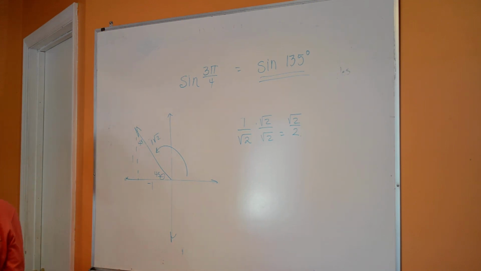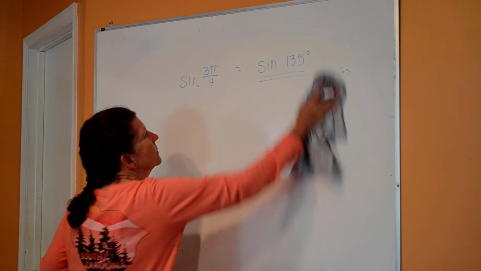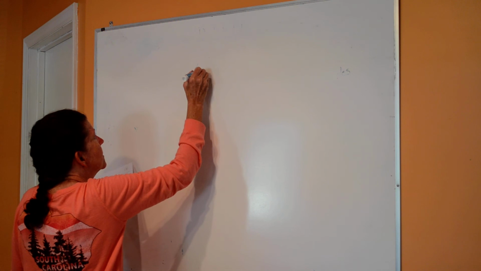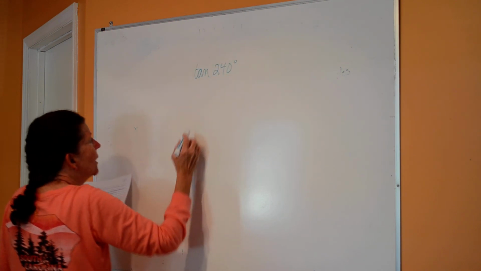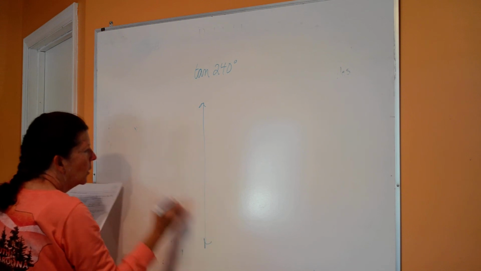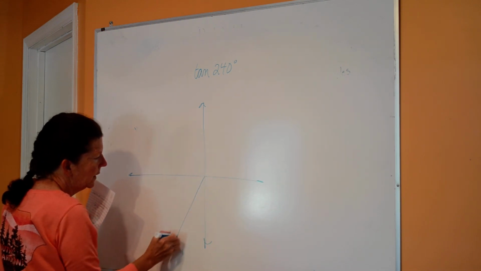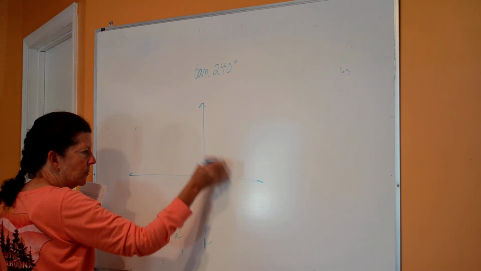Let's try one more, and then we'll go on. Let's do the tangent of 240. Again, you can put it in your calculator, or let's say you're going to put it on a coordinate plane. 240 is 180 plus 60 more. So this would be 240.